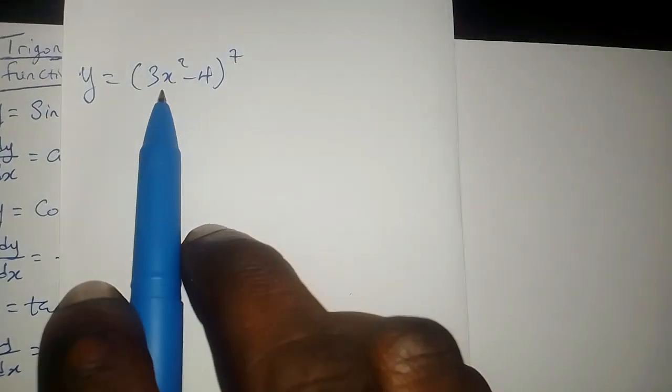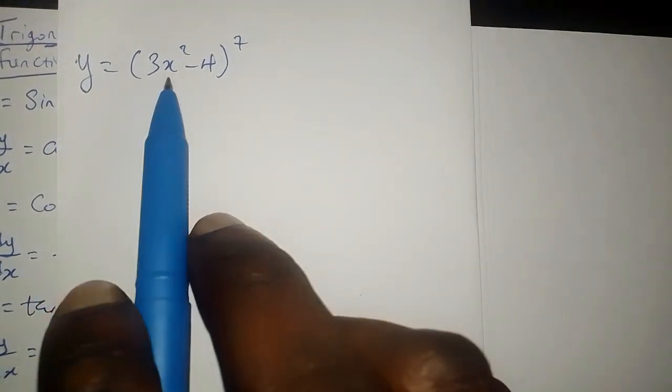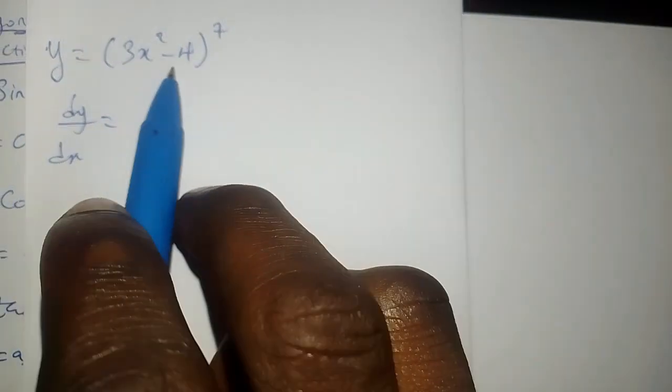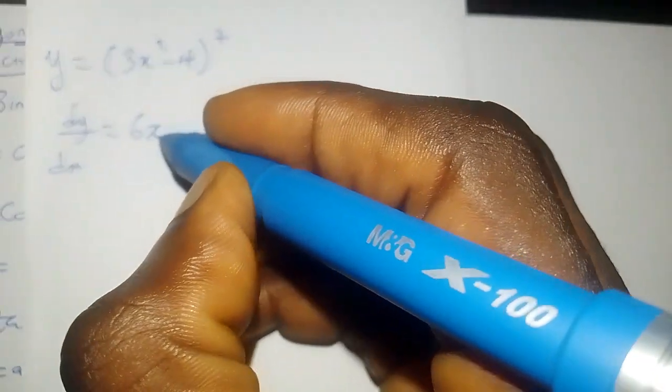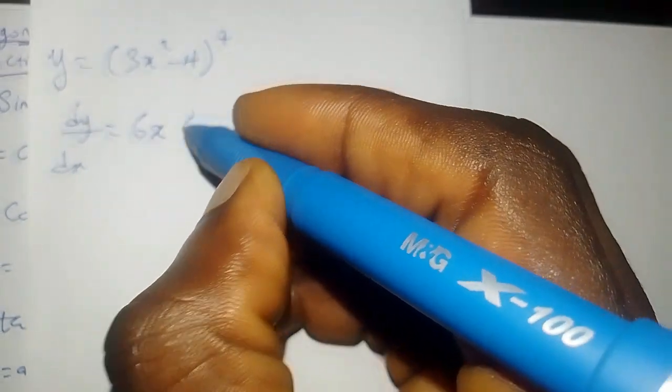The first thing you must do is differentiate this inside part and bring it out. So if I differentiate this inside part, what would I have? I'm going to say dy/dx straight away will be differentiating this inside part. I'll be having 2 times 3, that's 6x. That's 6x multiplied by what now?